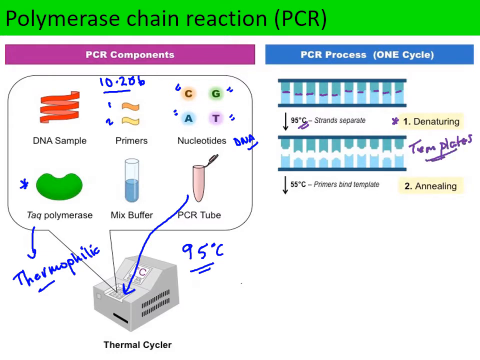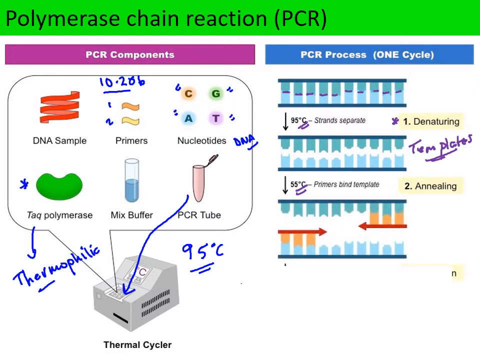Now 55 degrees C is the next temperature, so we get a big drop in temperature from 95 to 55 degrees C. This allows our primers, single-stranded short DNA molecules, to anneal or bind with a specific sequence. So the bases of the primers complementary base pair with a certain sequence of DNA. So we can see that here.